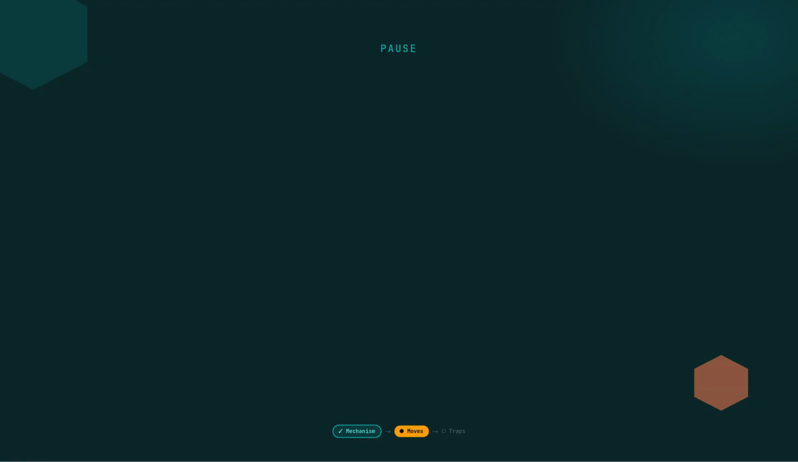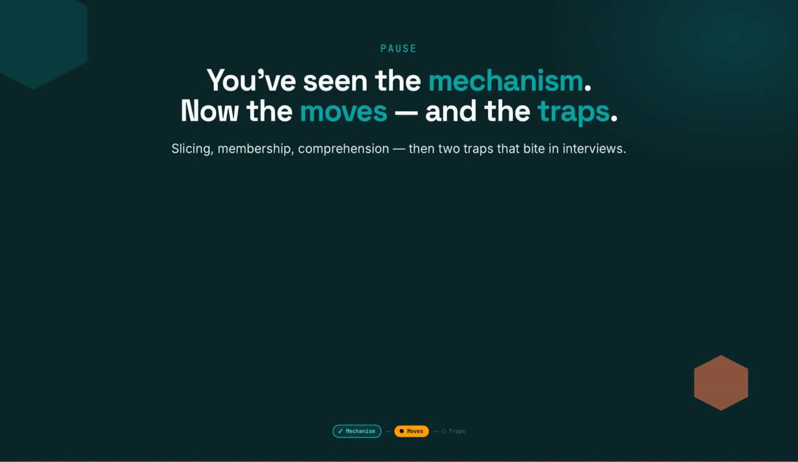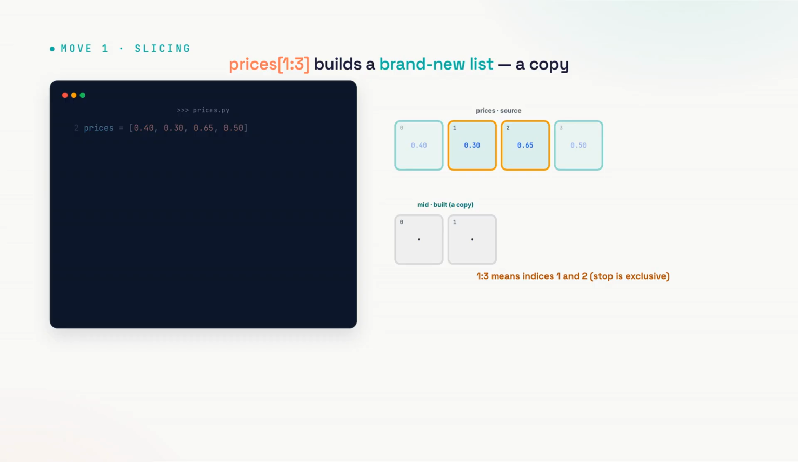Quick pause. You've seen the mechanism: contiguous bins, address arithmetic, the front is expensive rule. Now the moves: slicing, membership, comprehension, and then two traps that bite people in interviews. Let's go. Move 1, slicing.